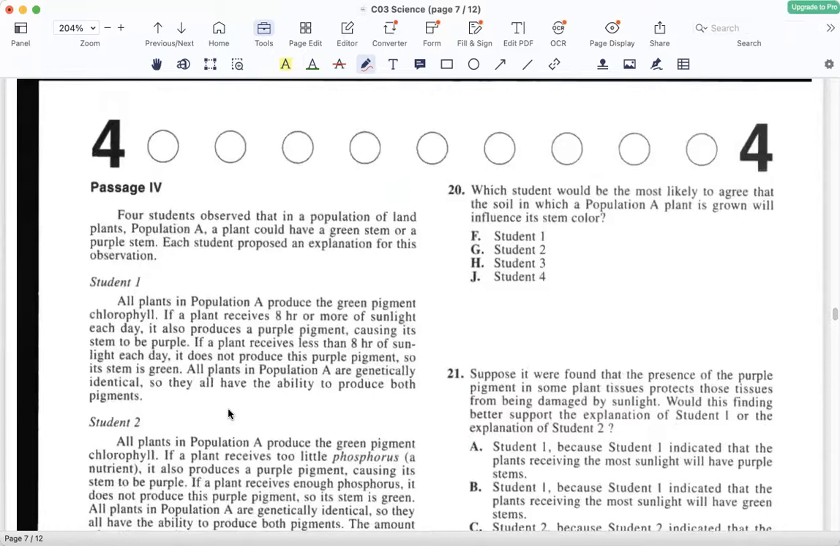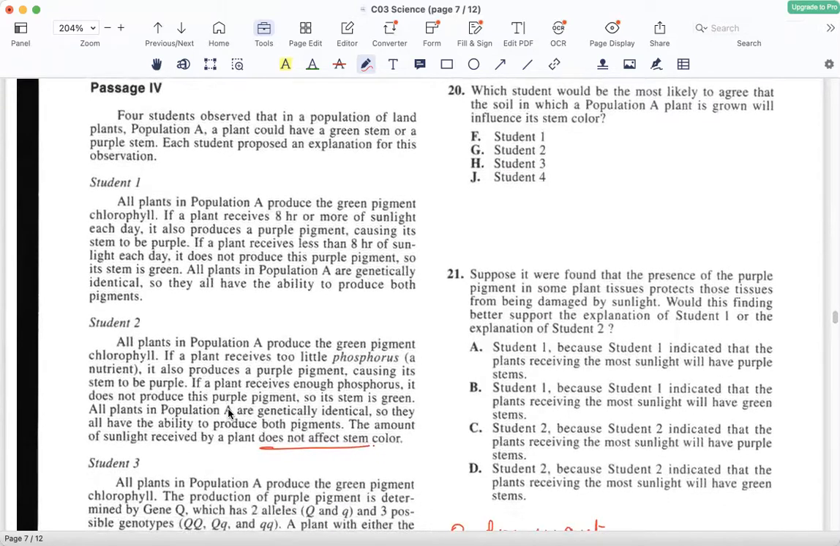Which student would be most likely to agree that the soil in which a population A plant is grown will influence stem color? So that has to be student 2, right? Because he believes in phosphorus.